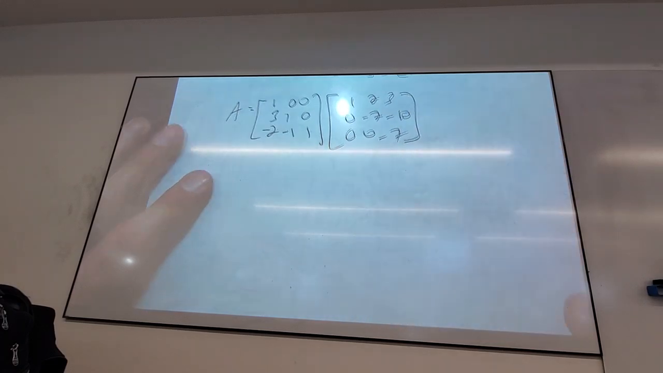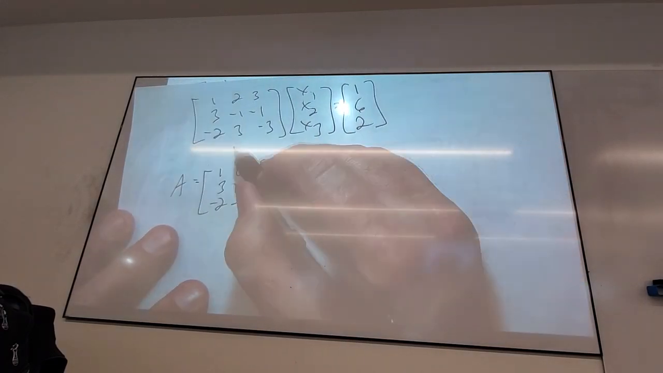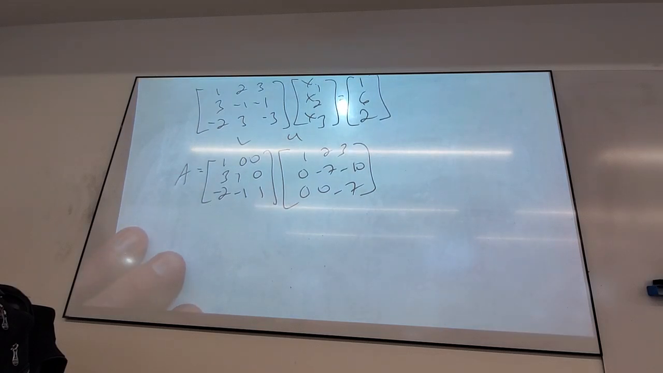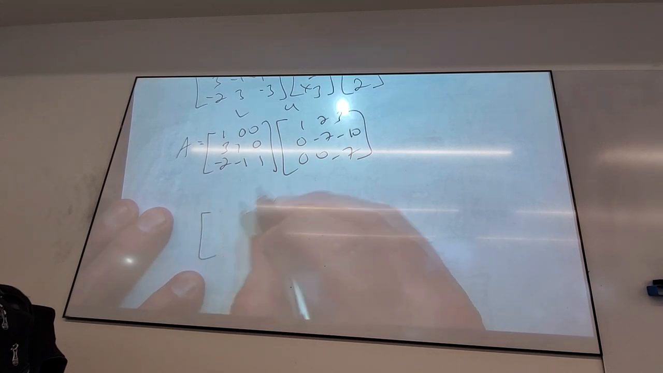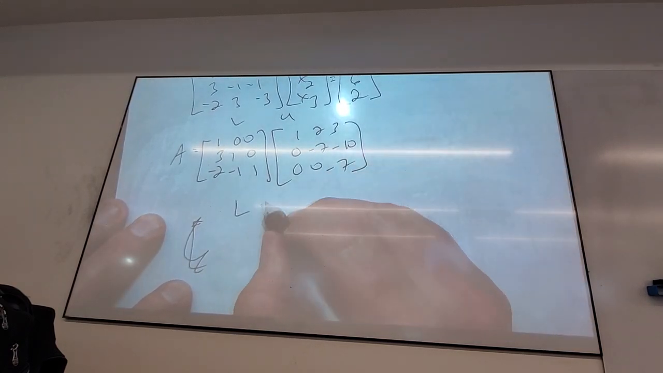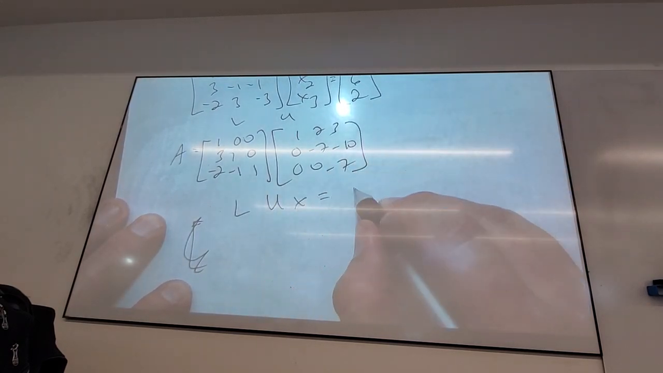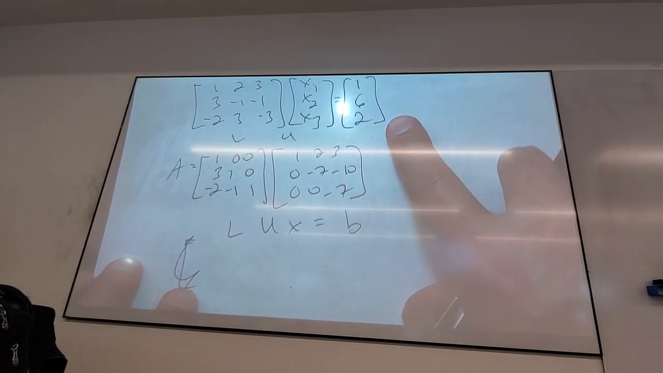Okay, so this is that earlier one we did, yes? So this is LU. So then the equation becomes, we write it like this first, LUX equals B, yes, where this is B.